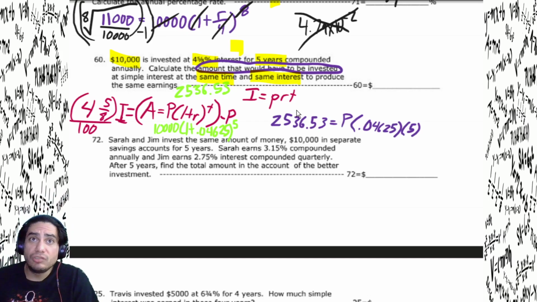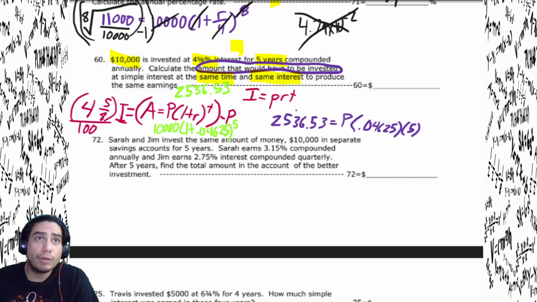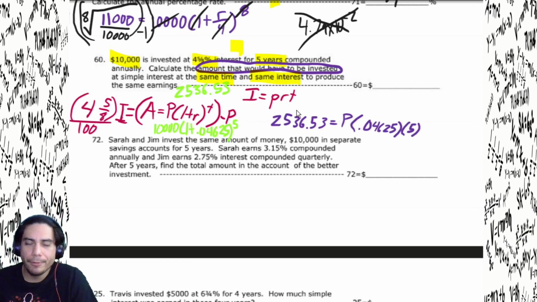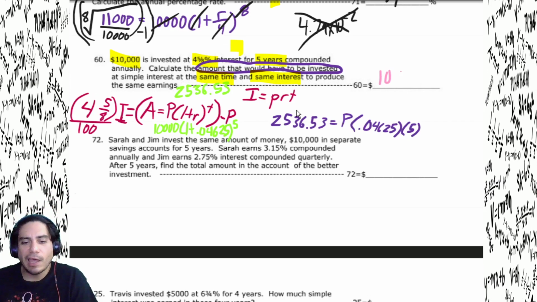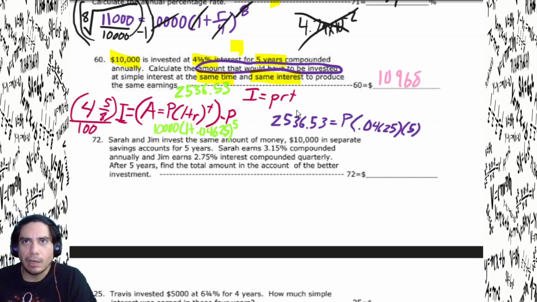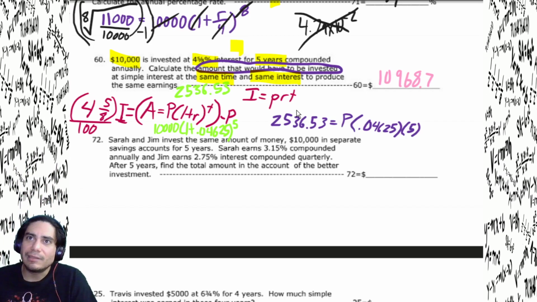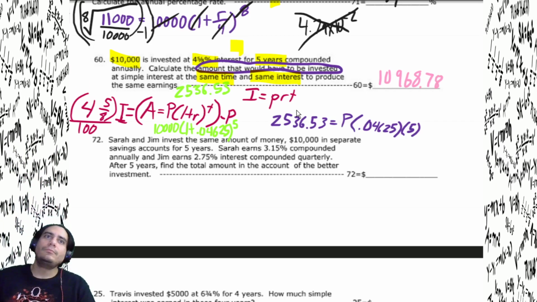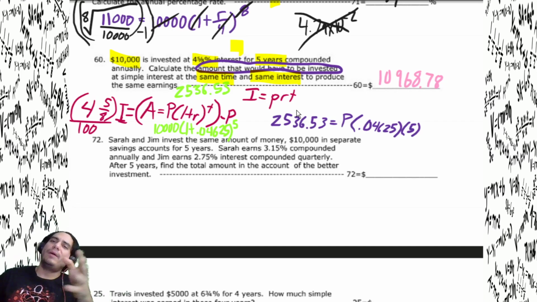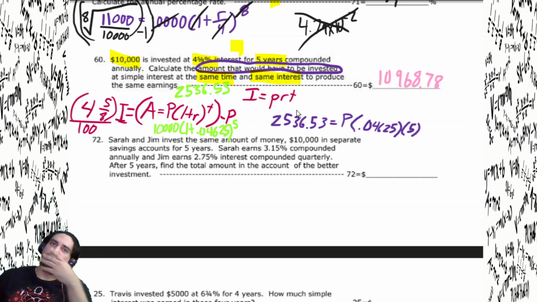There you go. I hope you see it. I hope you see that bad boy. Let me write it in pretty pink. Pretty pink! $10,968.78.